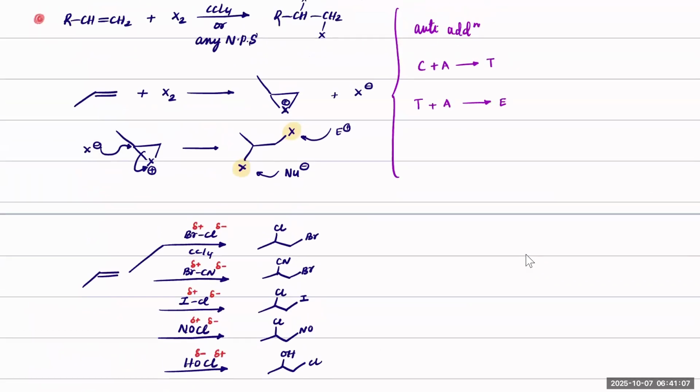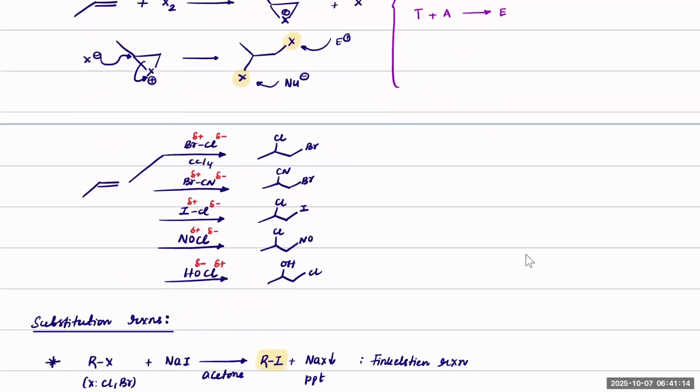Next, just like X2 addition, you can have BrCl, BrCN, ICl, NOCl, and HOCl. In all of them, whichever is more electronegative, that will add at the center, and which is less electronegative, it will act like an electrophile and add at the corner. So here Br plus will add, Cl minus will add here. Got the point?